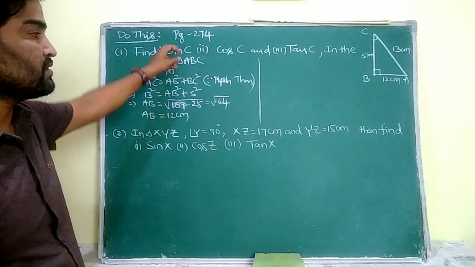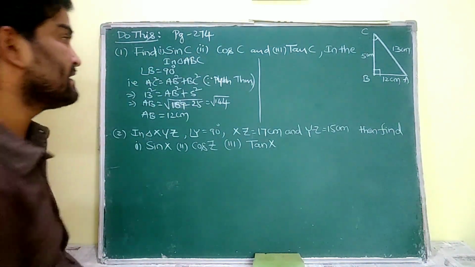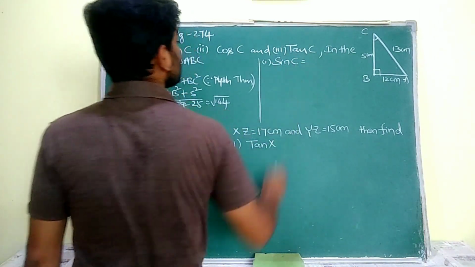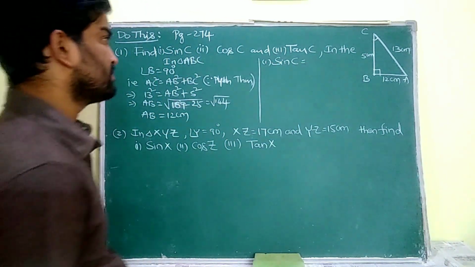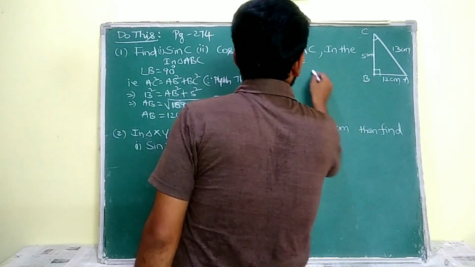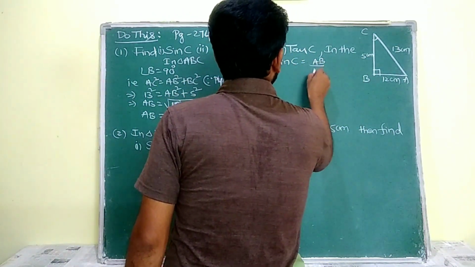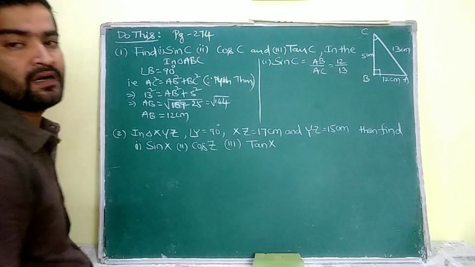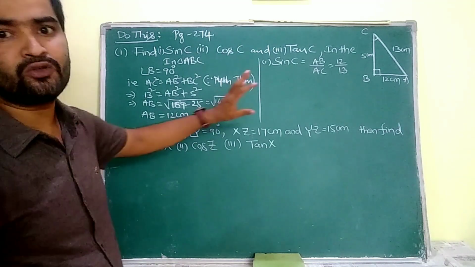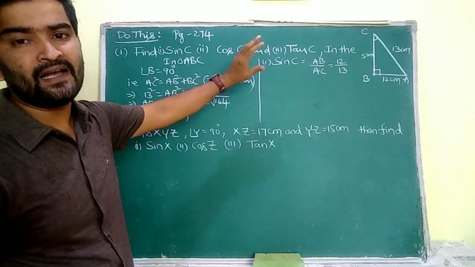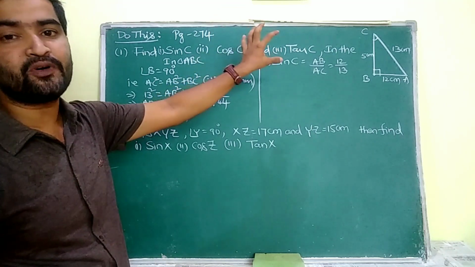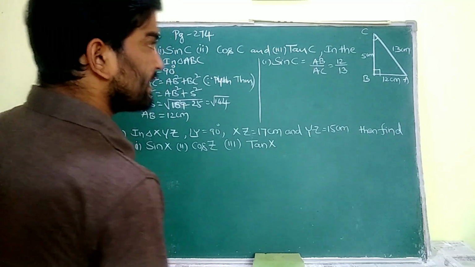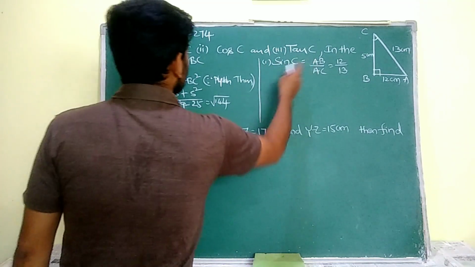Now, for the first question, he is asking you to write sin C. Sin C means C's opposite side by hypotenuse. C's opposite side is AB and its hypotenuse is AC. That is equal to 12 by 13. That is sin C. If he asks you to write cosecant C, then it's the reciprocal value, that means hypotenuse by opposite side. That is 13 by 12. If he asks you to write cosecant, then you have to write cosecant C like that.